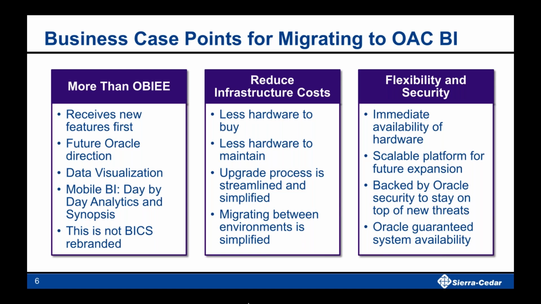On the cost side, it's kind of the obvious. If I no longer need hardware on premise for supporting my OBIE, I've got fewer servers to buy and maintain on premise. And Anil will touch upon this, but the process for patches and upgrades in the cloud is much more streamlined to implement than on the on-premise version, and migrating between your dev and prod is much more streamlined. So you save a lot of time and it really eases up those processes.